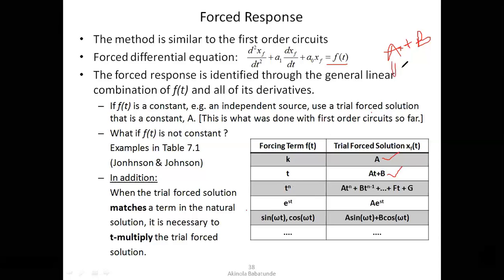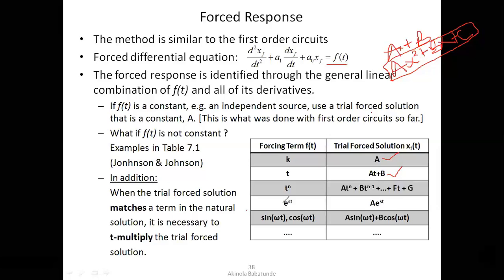When it is t to the n, this is more like a quadratic expression. If you remember your algebra expression such as Ax squared plus Bx plus C, that is what this is going to be. For example, if n is 2, then you have a quadratic expression. This is exactly what you're going to use. If n is equal to 3, you just keep going like that.